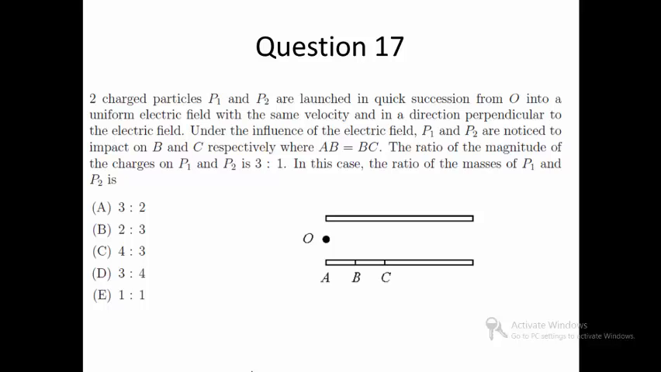Under the influence of the electric field, P1 and P2 are noticed to impact on B and C respectively, where AB equals BC. The ratio of the magnitude of the charges on P1 and P2 is 3 to 1. In this case, the ratio of the masses of P1 and P2 is which of the following?